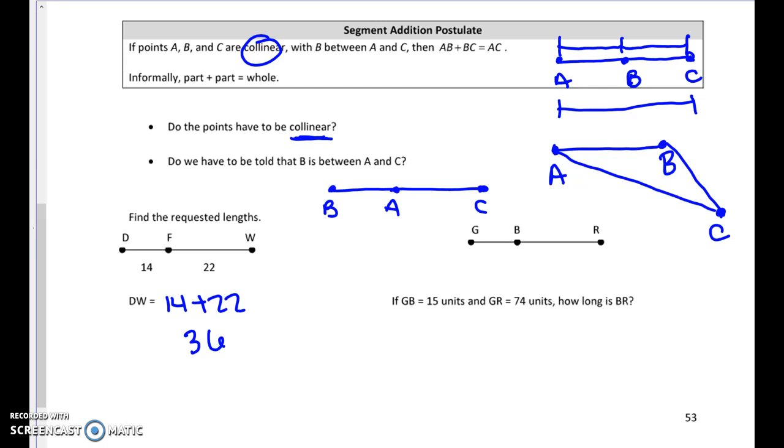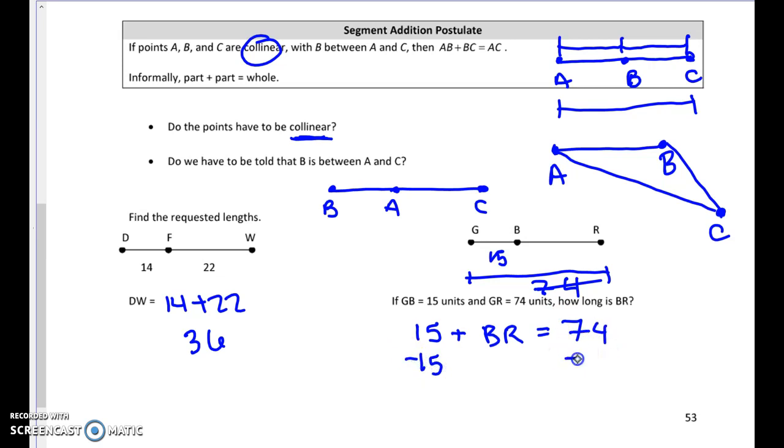We've got that GB is 15 and GR is 74. I want to know how long BR is. Well, looking at this, GB is 15 and GR, that's the whole length, that's 74. That means that they've given me one of my parts. I'm looking for the other part, and they've given me the whole. So in order to find the part, it's just a simple matter of subtraction. So that we get that BR is equal to 59.